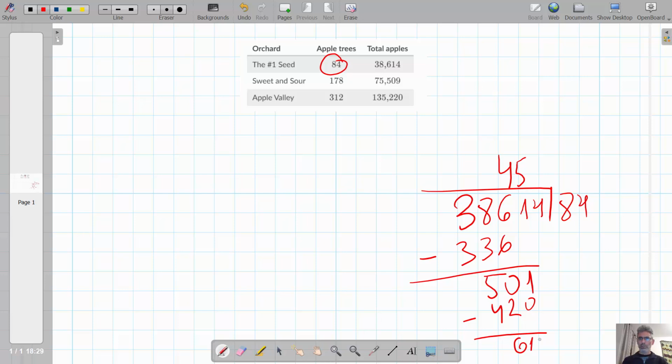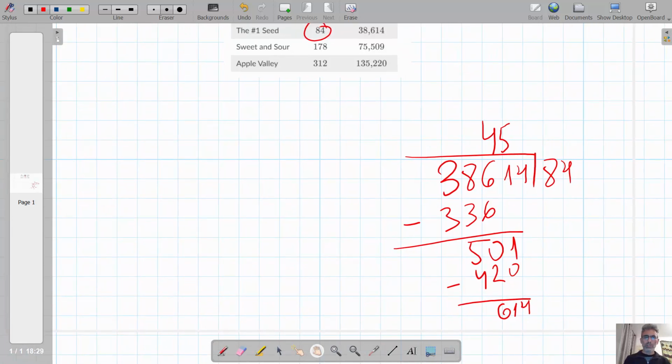3 down 4. 84 goes into 614 how many times? 7 times 80 is 560. Let's see, 84 times 7. 7 times 4 is 28. 7 times 8 is 56. 56 plus 2 is 58.